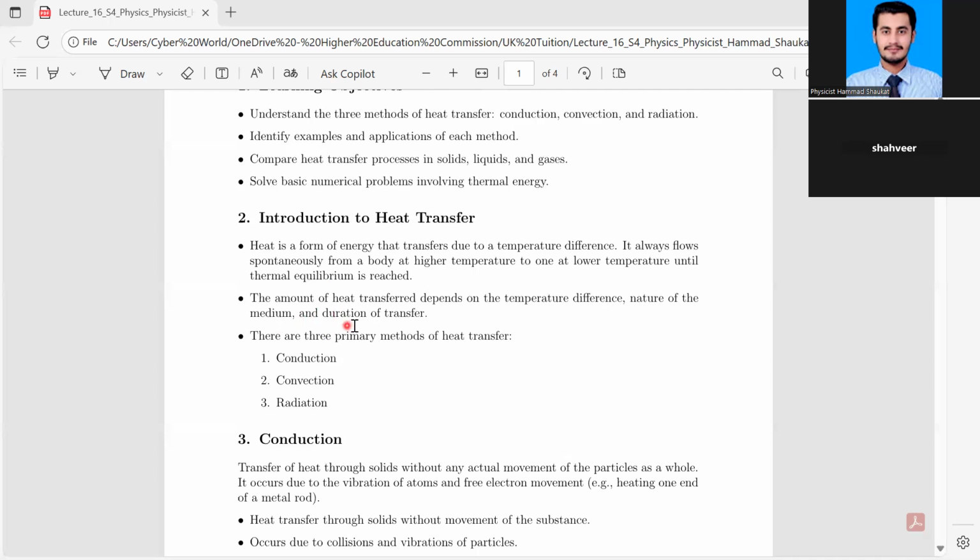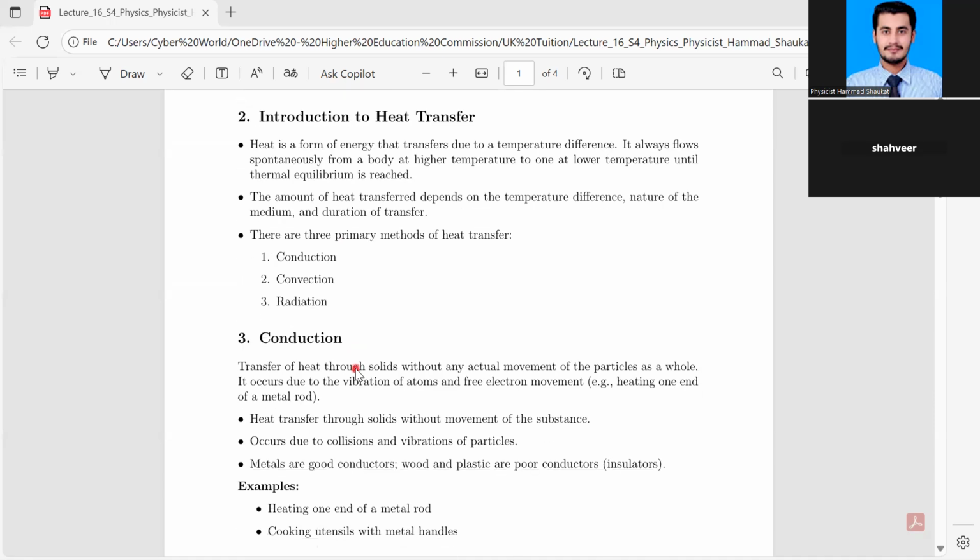Also, it depends upon the duration of transfer. Some bodies take more time to transfer, and some bodies take less time to transfer the heat. Here are the three primary methods which we will discuss briefly in today's topic. The first one is conduction, the second one is convection, and the last one is radiation. So let's discuss the first one, which is conduction.